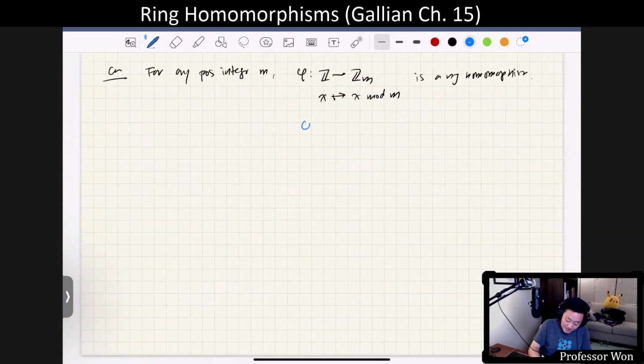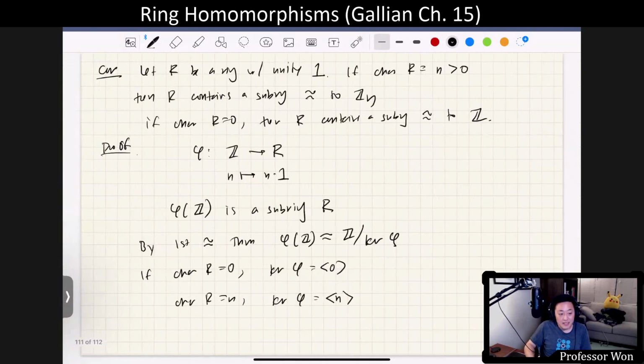So this is just, right, we had phi from Z to R, where we're using different letters here, but to Zn, x goes to x dot 1. But in the ring Zm, x dot 1 is just x mod m. So this is actually just the natural projection homomorphism from Z to Z mod m. And then we'll make explicit what you saw in that problem set, which is in the case of a field, you don't just have a subring that's either Z or Zn. You actually get a subfield, which is either Zp or the field of rational numbers.